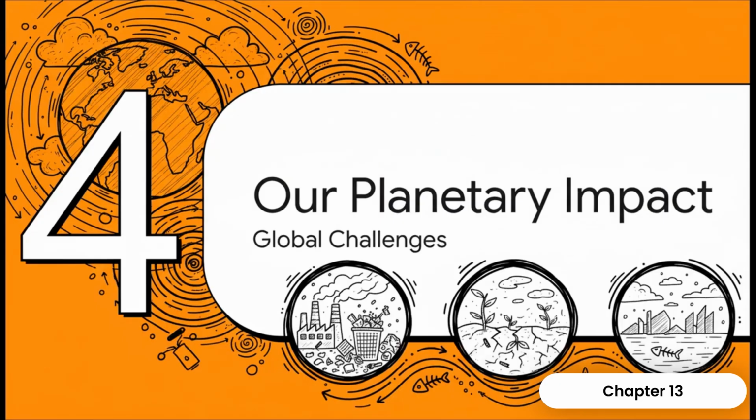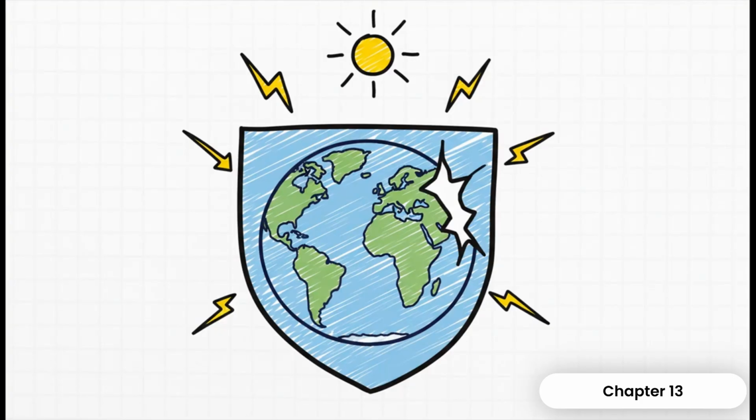All right, so let's zoom way out now, from the local food chain to the whole planet. Because our activities aren't just messing with things on a small scale, we're creating some massive global challenges. Let's look at two big ones. First up, problem number 1. We've got a hole in our shield. The Earth's protective shield, that is.